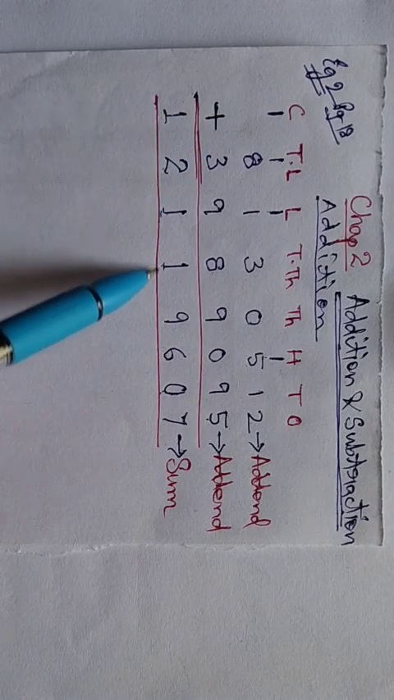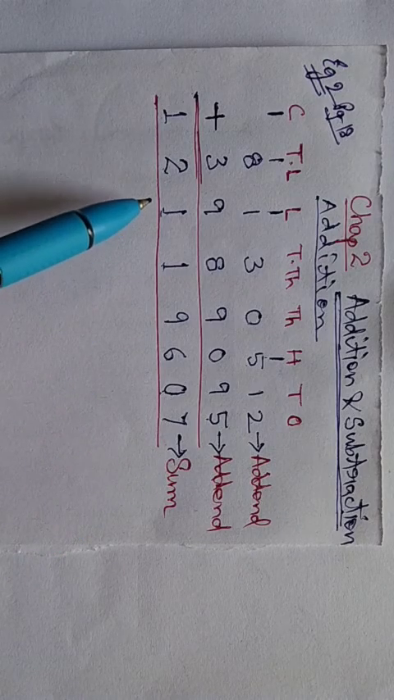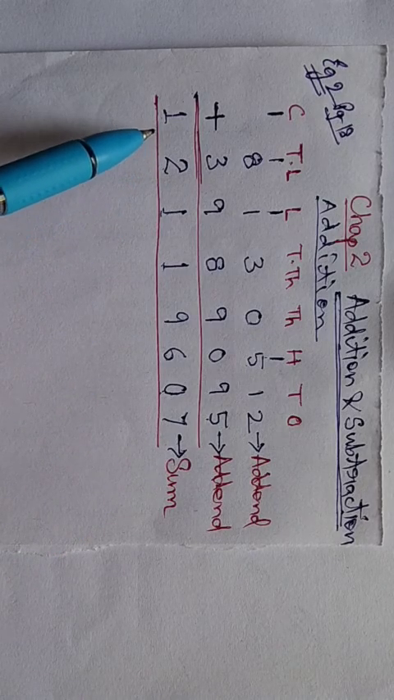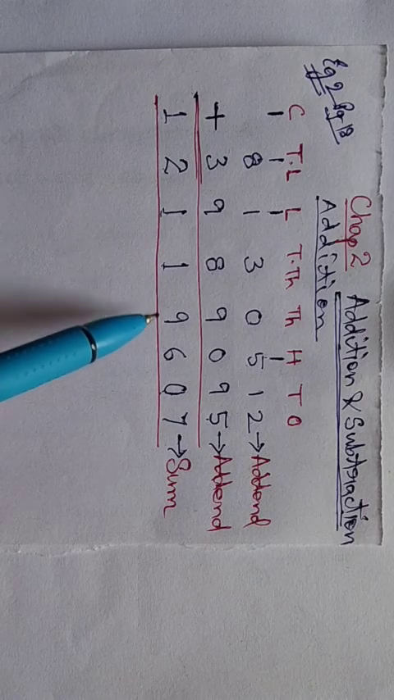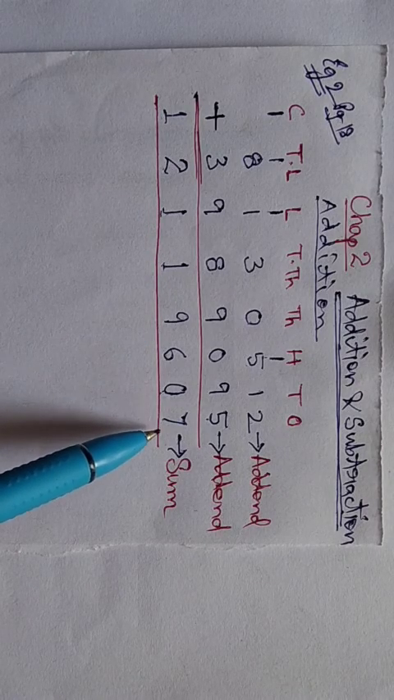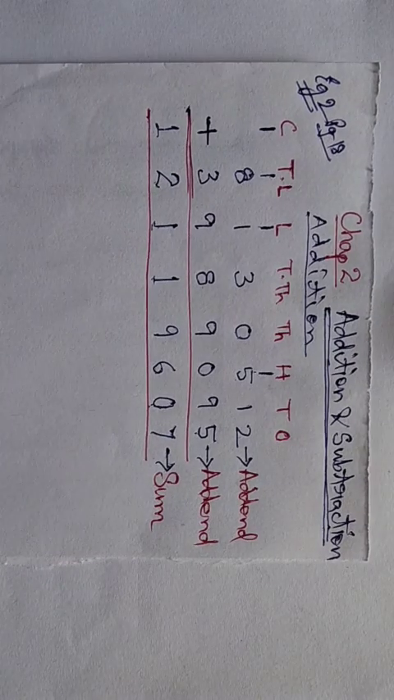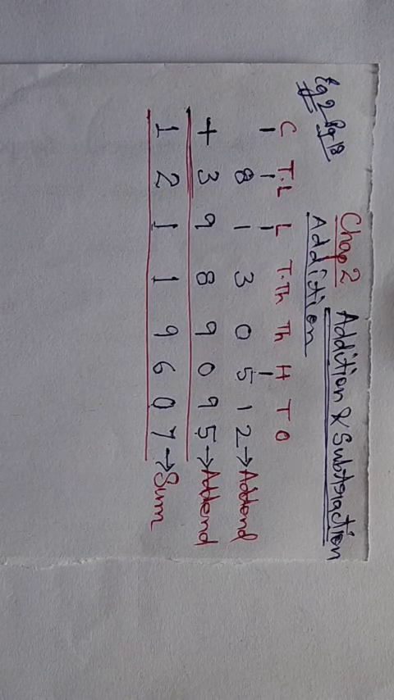So children, this is our sum. How will you read this according to the place value? 1 crore 21 lakh 19,607. Now children, please see the next page, that is page number 20, example 1.